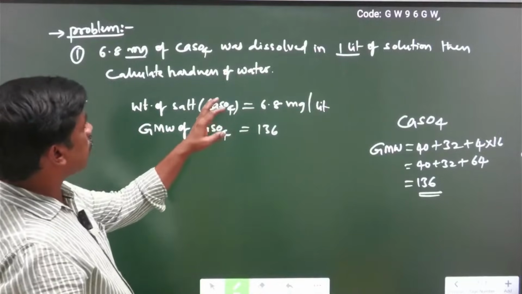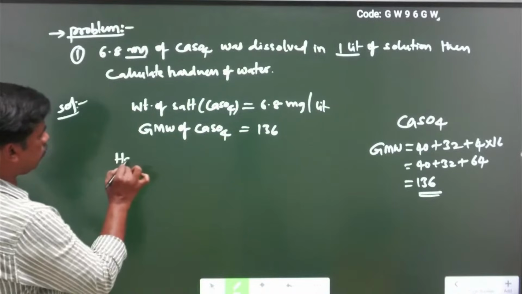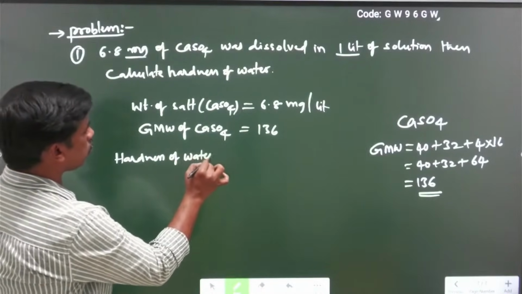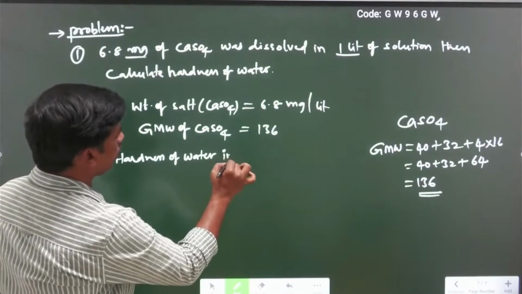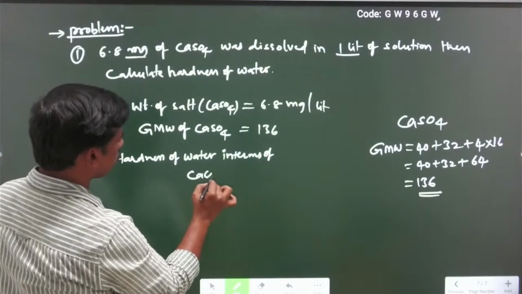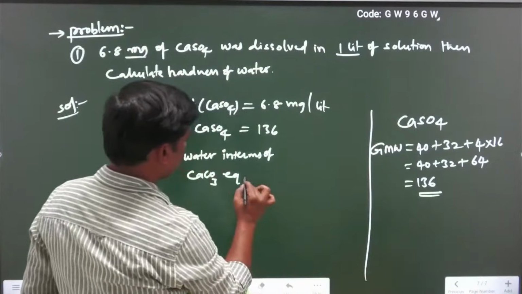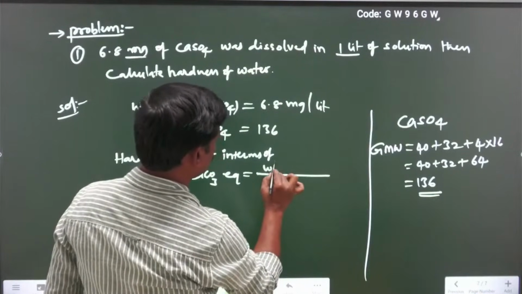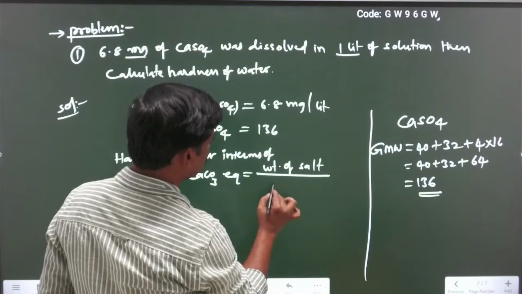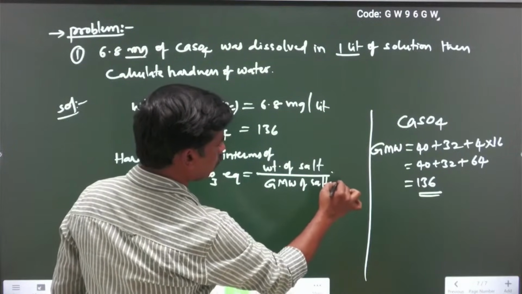Here, what is the formula for calculating hardness of water? I am writing: hardness of water in terms of CaCO3 equivalents is equal to weight of salt divided by GMW of salt, into 100.